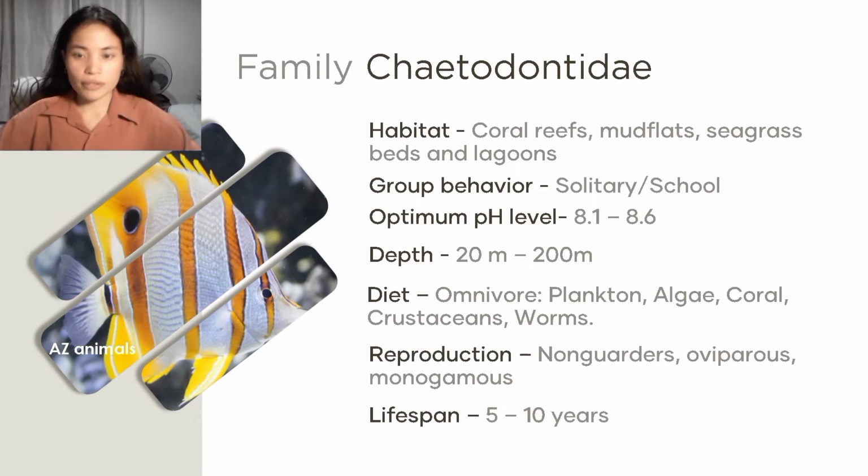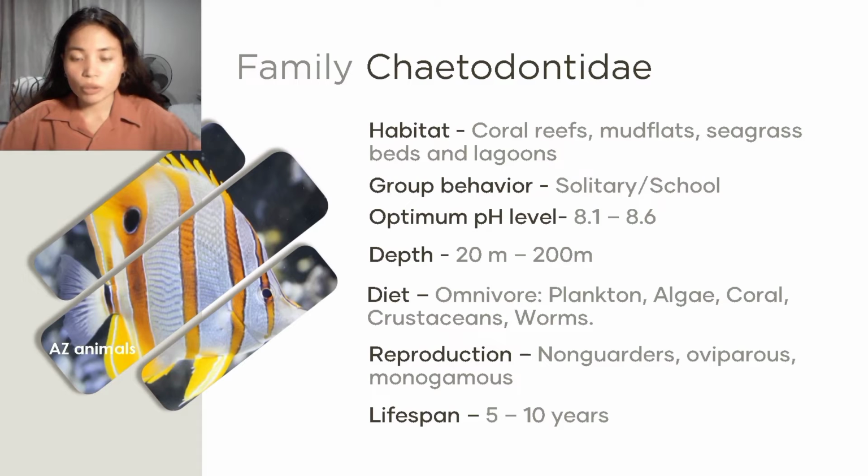Fishes under the family Chaetodontidae live in coral reefs, mudflats, seagrass beds, and lagoons. They wander either in schools or alone. They are known to live in depths of about 20 meters to 200 meters and prefer pH levels between 8.1 to 8.6.